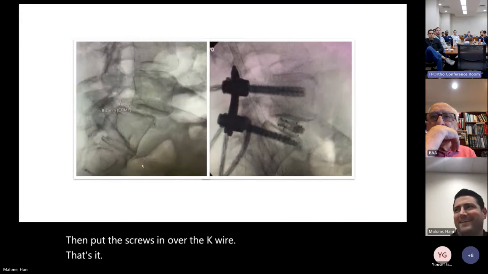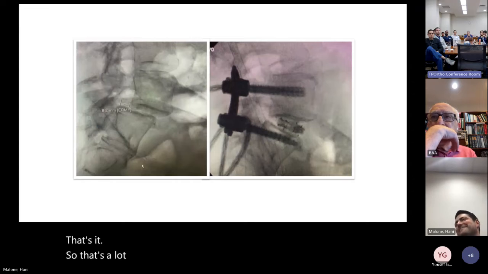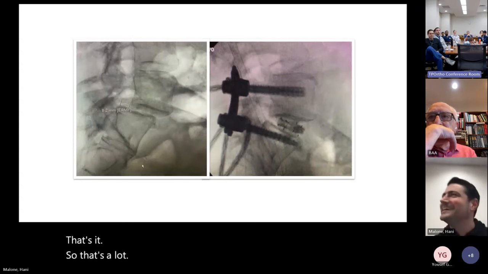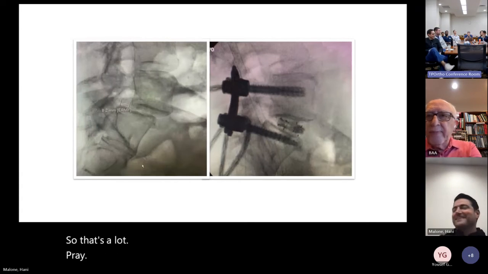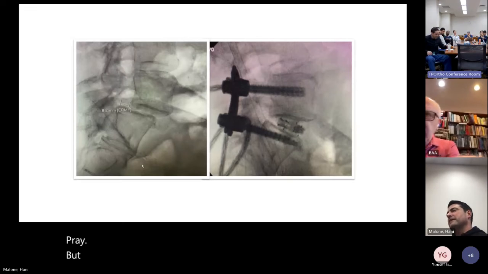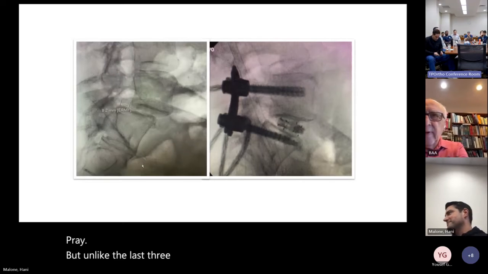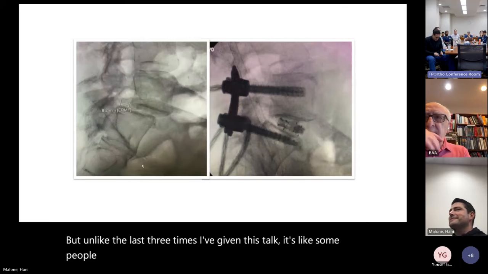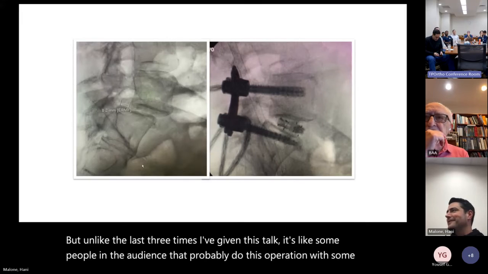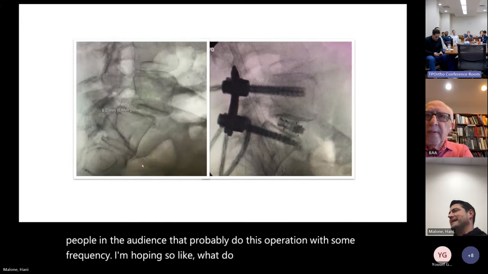So that's a lot. MIS TLIF left. But unlike the last three times I've given this talk, there are some people in the audience that probably do this operation with some frequency, I'm hoping. So what do you guys think? What have you learned?